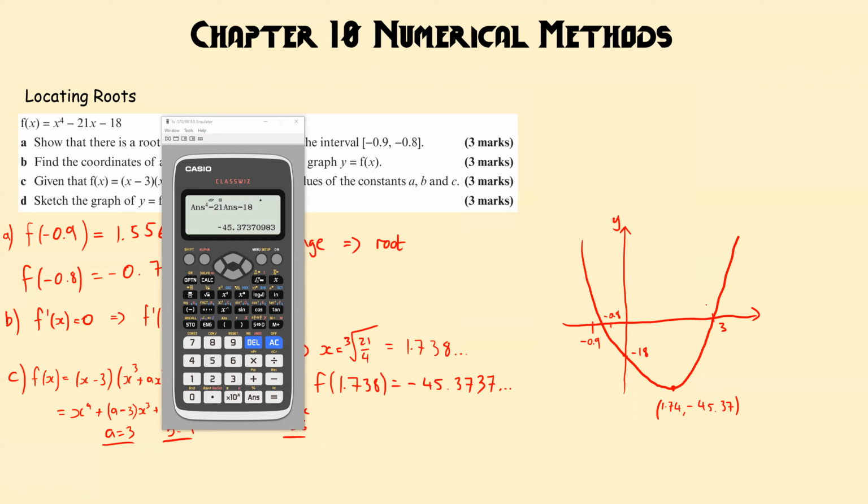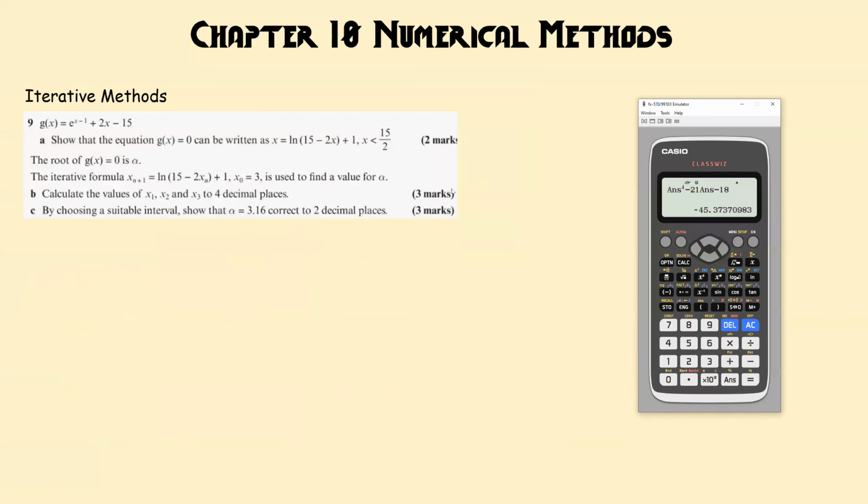And lastly, I just need to label my axes. But happy enough with that. Obviously, we've got the origin, but that's pretty obvious. So, and that's that particular question. So that's locating roots. On to iterative methods now.